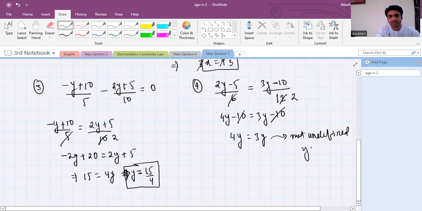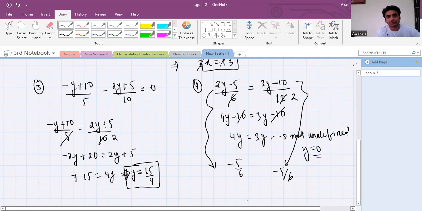We can get a solution as y is 0. If y is 0, you put it here. You'll get minus 5 by 6 on the left hand side. On the right hand side, you put y as 0 and get minus 6. Yes or no? There is a solution.